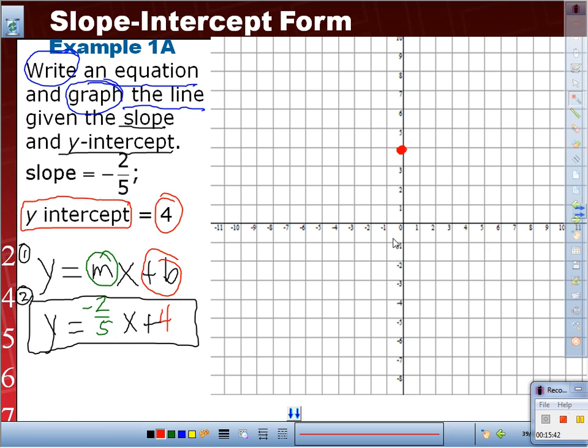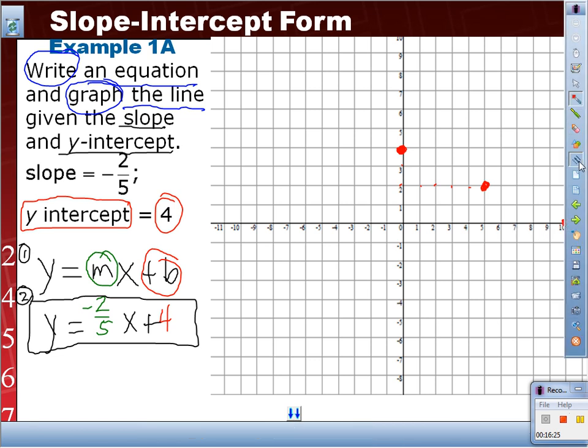So check this out. To get from this point to the next point, I'm going to use my slope. What is the rise? -2. That means I'm going to go down 2 steps. And how many to the right? 5. So from here I go 1, 2, then 1, 2, 3, 4, 5, and I plot my point. Let me do it again from here. What is my slope again? -2, so down 1, 2. How many to the right? 1, 2, 3, 4, 5.